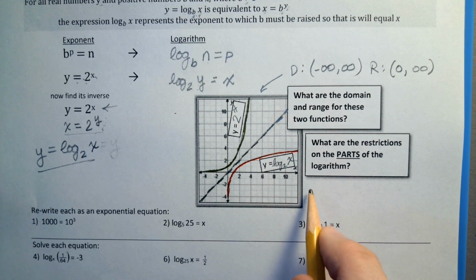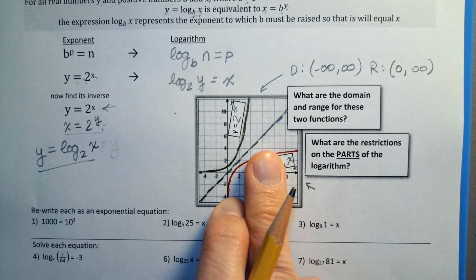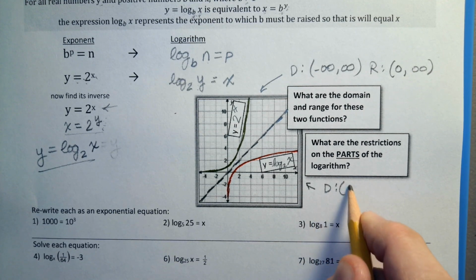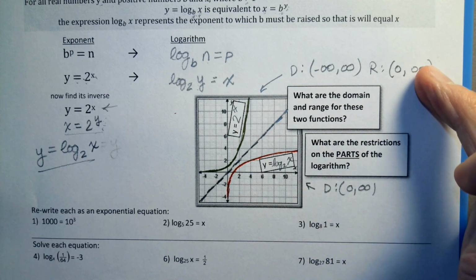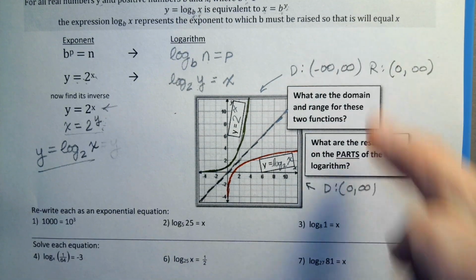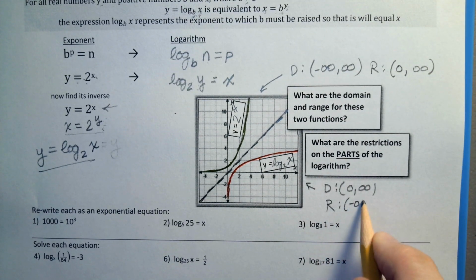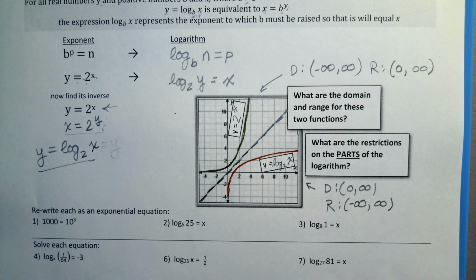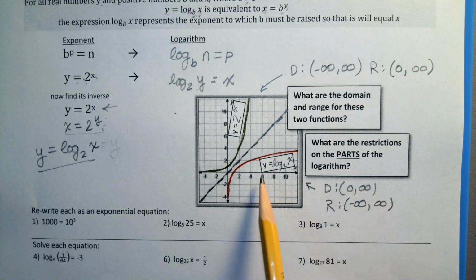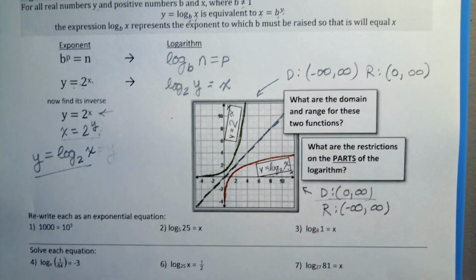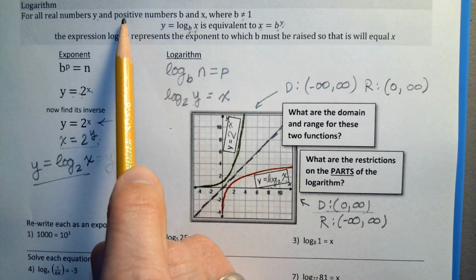Now this is the inverse, so I don't really even have to look at my graph. I can just look at these things. I know my domain should be 0 to infinity because the range becomes the domain, and the range is all real numbers, negative infinity to infinity. So this helps us with, if you look at this, we have restrictions on the domain. Notice x has got to be positive. And that's what we were talking about up here.